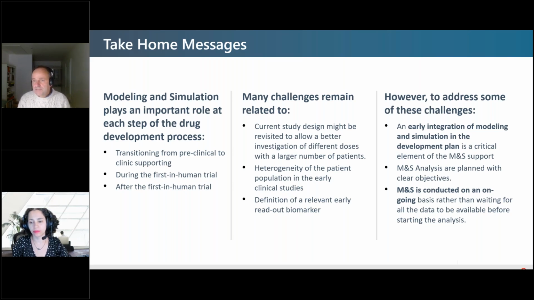We really need to have this type of analysis within the development plan. We need to anticipate it, and this needs to be done on an ongoing basis. We should really not wait to have all the data available. M&S is a tool that we should really use on an ongoing basis, with updates of the model, to help us make changes in the design or adjust the design if needed, as we need to be more and more flexible.